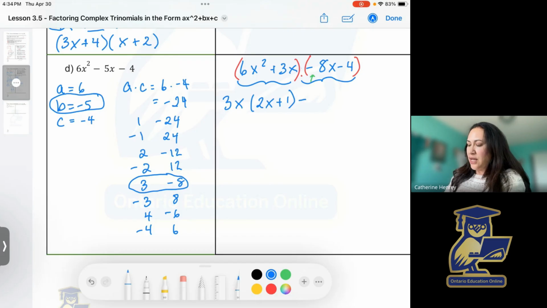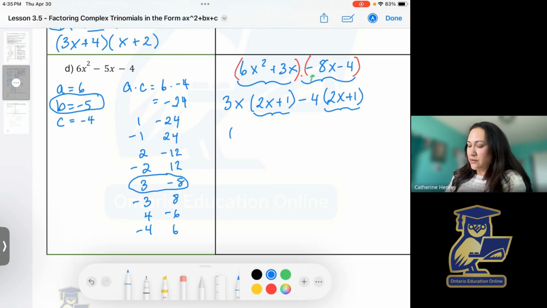And then between 8 and 4, it looks again like we can take out 4. What would be left would be 2x. It would switch the signs. Taking out a negative sign switches the signs here, and I'd have plus 1, which then, as it turns out, gives me two brackets that are common to both terms.